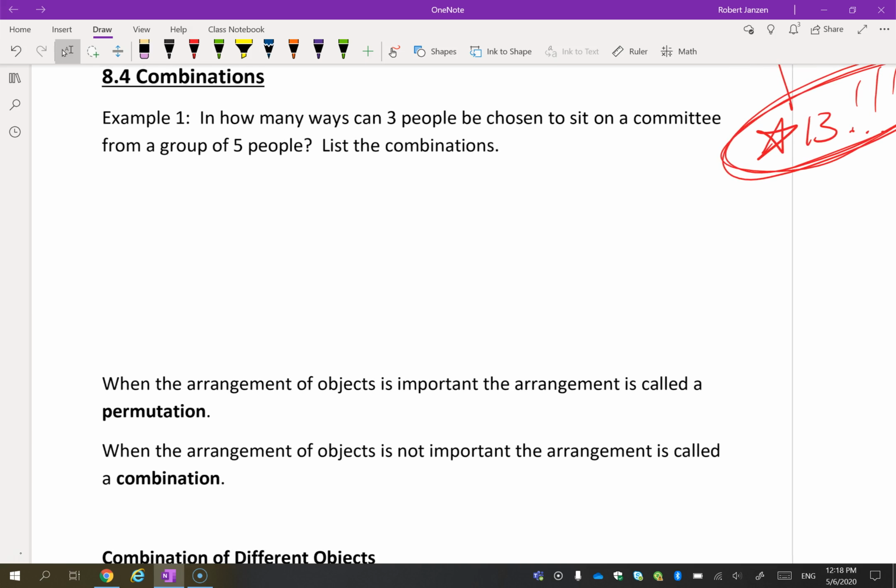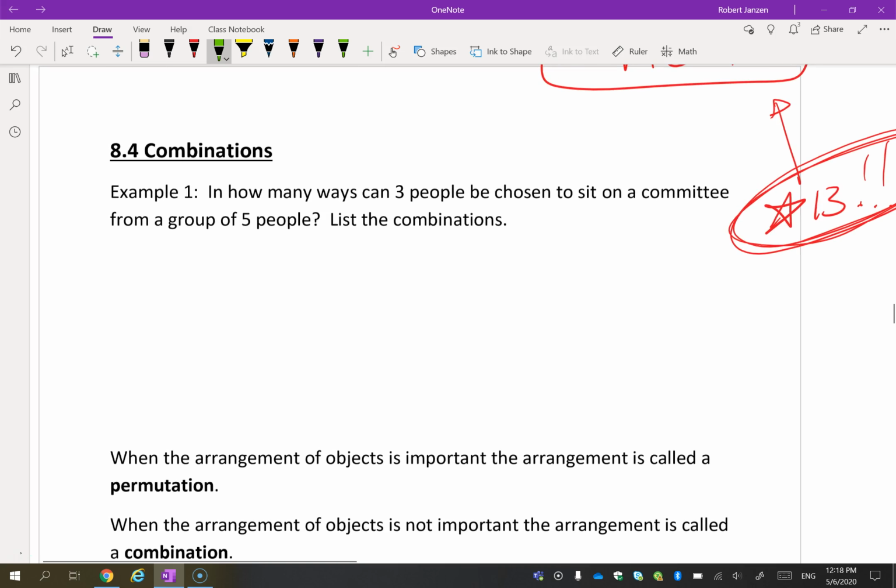Okay? Let's change pace a little bit here. The unit is called permutations and combinations. Combinations are similar to permutations, but a little bit different. Let me explain. So here it says, in how many ways can 3 people be chosen to sit on a committee? Chosen is kind of a hint word. To sit on a committee from a group of 5 people. So let's think of those 5 people as being A, B, C, D, E. There's 5 people. Okay, now I'm going to pick 3.